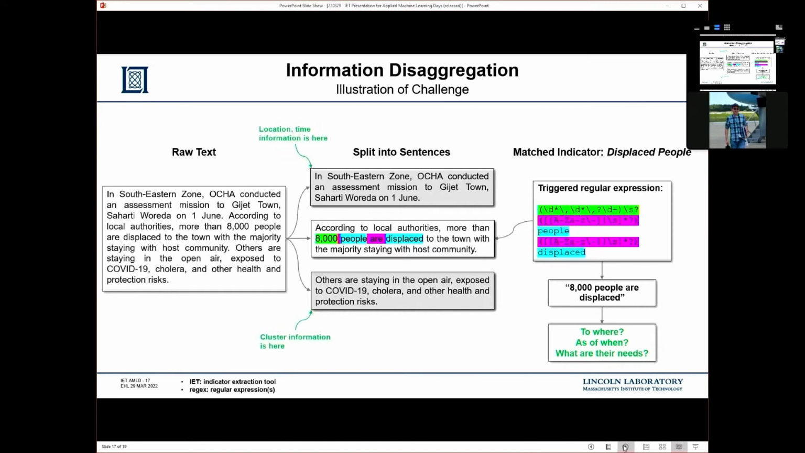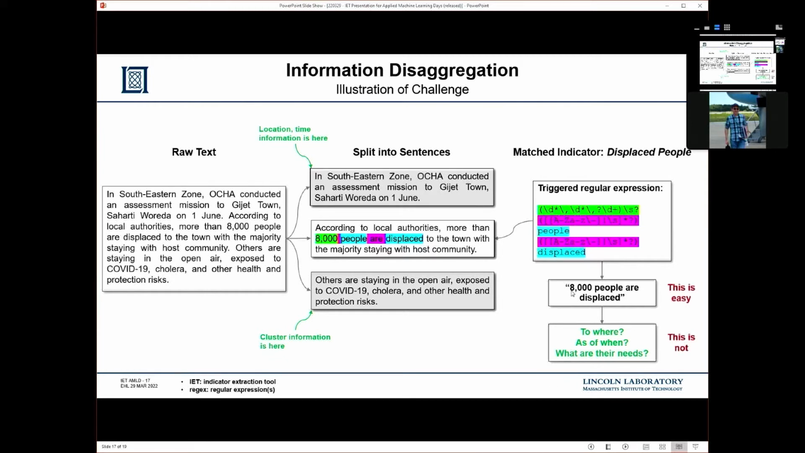The issue is that this other information is not in the sentence where the indicator is. So the location and the time information, for example, is in the previous sentence. Humanitarian cluster information is in the subsequent sentence. And there are going to be plenty of examples, of course, where these things are in much farther off sentences than just the previous one or the subsequent one to the indicator that we care about.